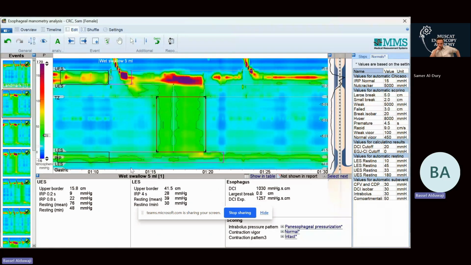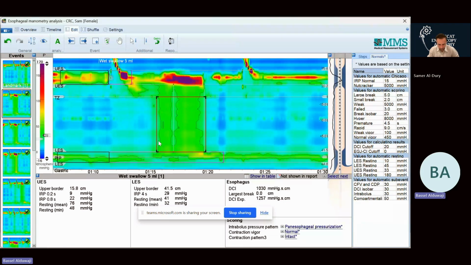We have to remind that the IRP is relevant to the pressure in the stomach, so we have to make sure of the position of the stomach sensor. For example, if it's in this position, which is the wrong position, the IRP will look normal, which is not logical. It should be at least 2 centimeters below the LES. So you can see now it's abnormal.